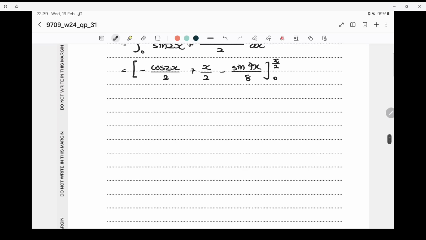Put all the values inside. You have 1 over 2 plus pi over 4 plus 1 over 2. So the rest are zeros. So in the end you get pi over 4 plus 1. That will be your final answer.